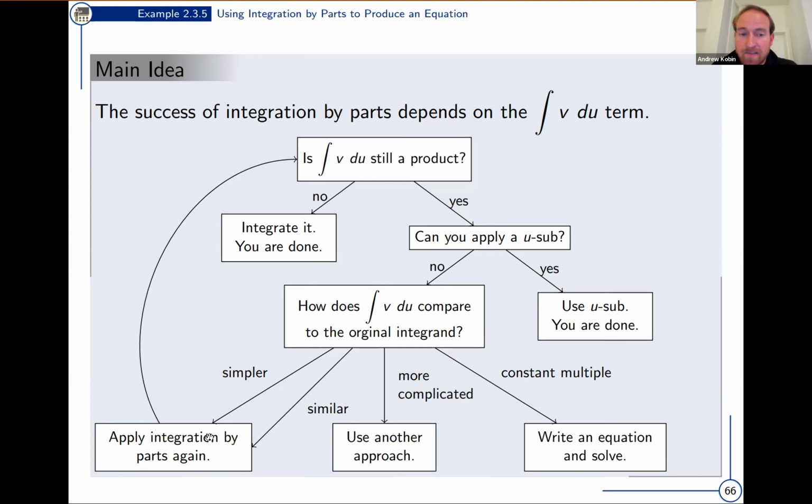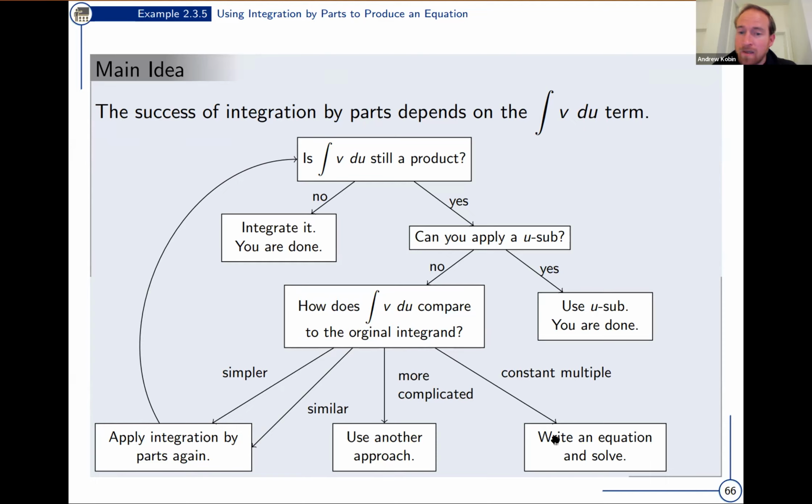If it's simpler, or at least similar in complexity and in form, trig times exponential, for example, try to apply integration by parts at least one more time and see how you did. See if you can get a little closer to a solvable integral. If it got more complicated, chances are you made the wrong choice of v and u and dv in the original step. You might want to go back a step and try something else.